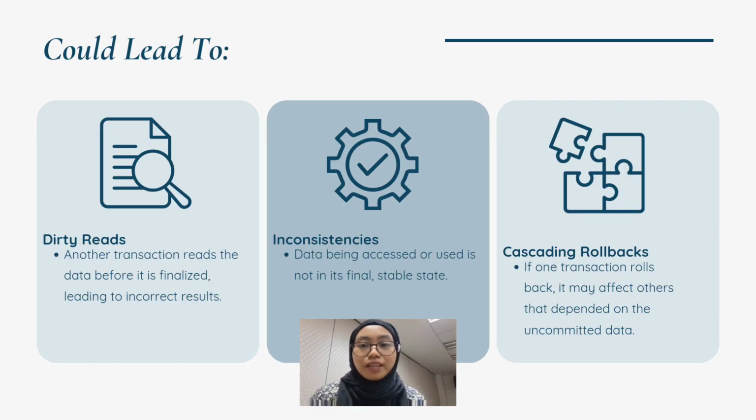Therefore, why is uncommitted data an issue? Uncommitted data can cause dirty reads, which means another transaction reads the data before it is finalized, leading to incorrect results. Other than that, it also causes inconsistencies, where the data being accessed or used is not in its final stable state. Other than that, also cascading rollbacks. If one transaction rolls back, it may affect others that depended on the uncommitted data.